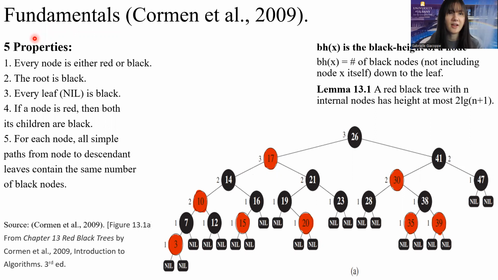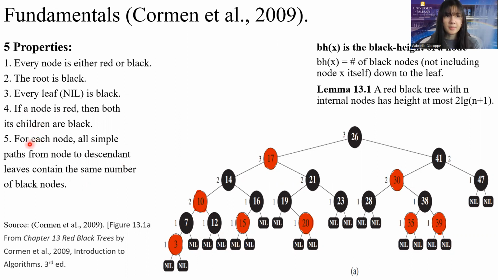I want to talk about 5 properties first that are very essential to red-black trees. Either a node is red or black, as I've said before. The root is black. Every leaf nil is black, which is what you see on the bottom rightmost side of the screen. You see all these nils. You see 3 is a parent of 2 nils, 7 has a nil as a right child, 12 has 2 nils, and so on. And if a node is red, then both of its children are black.